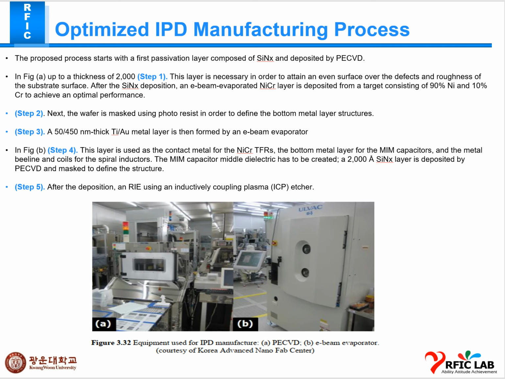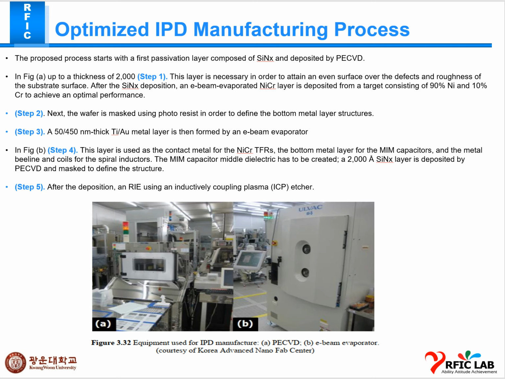In the second step, the wafer is masked using photoresist in order to define the bottom metal layer structures. And in the third step, a 50 nm plus 450 nm thick TiAu metal layer is then formed by an e-beam evaporator. In figure B you can see this layer is used as the contact metal for the NiCr TFR, the bottom metal layer for the MIM capacitor, and the metal lines and coils for the spiral inductor.